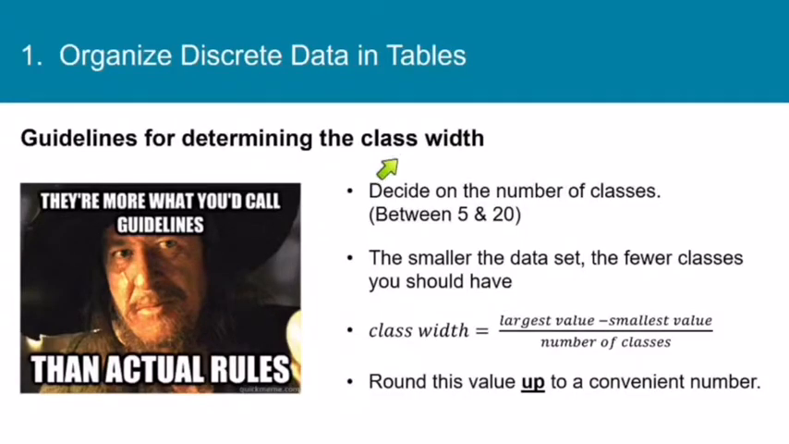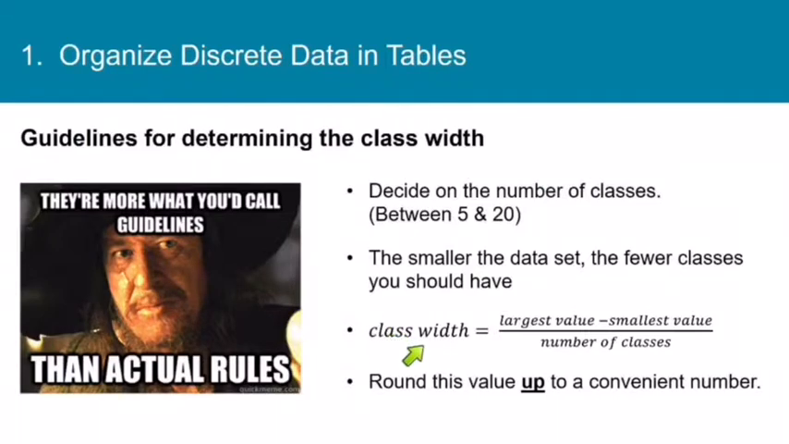And then to determine the class width, first decide on the number of classes. The smaller the data set that you have, the fewer classes you'll need. And again, somewhere between 5 and 20 is a good place to start. And then your class width is going to be the largest value in your data set minus the smallest value, and then divide that by the number of classes you want. And whatever you get here, round it up to a convenient number.